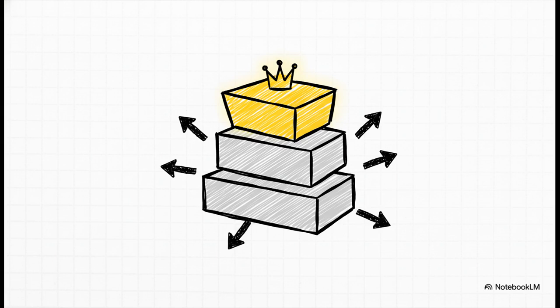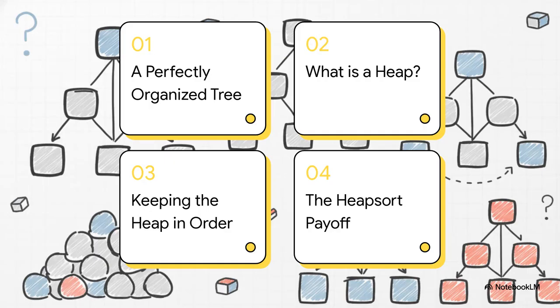Turns out, computer science has this brilliant solution for this exact problem. It's a way of organizing information so that finding the single most important thing is unbelievably fast and efficient. So here's how we're going to break it all down. First, we'll start with a basic structure, a binary tree. Then, we'll get into exactly what a heap is. After that, we'll look at how it keeps itself in perfect order. And finally, we'll see the big payoff, the heap sort algorithm itself.